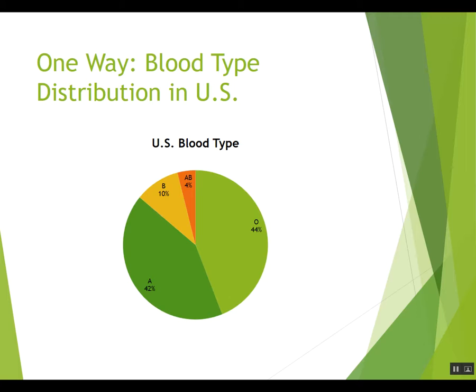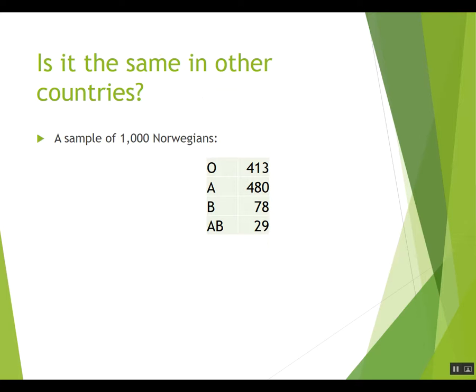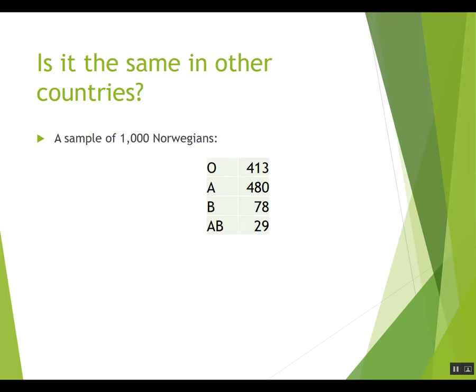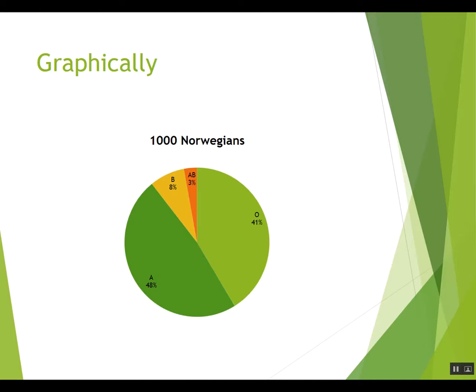Now we're going to go to another country and ask, is that country's blood type distributed the same way? So in Norway, in a sample of 1,000 Norwegians, we find that 413 have type O blood, 480 have type A blood, 78 have type B blood, and 29 have type AB blood. This pie chart is a reflection of the whole United States. This is a sample of just 1,000. And if we make a pie chart out of this sample, it looks like this. Well, it looks somewhat similar to the United States, but it's not the same.